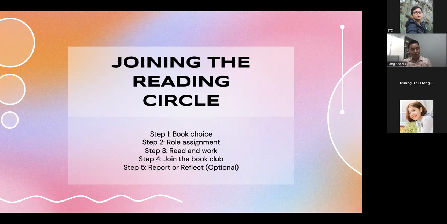And then step 3, the students will read the book at home, and they will need to complete their task at home. And then step 4, when they go to class, they will need to join the book club. The teacher at the same time will monitor the whole session. And finally, it's optional, the students can report or reflect upon their own learning experience.